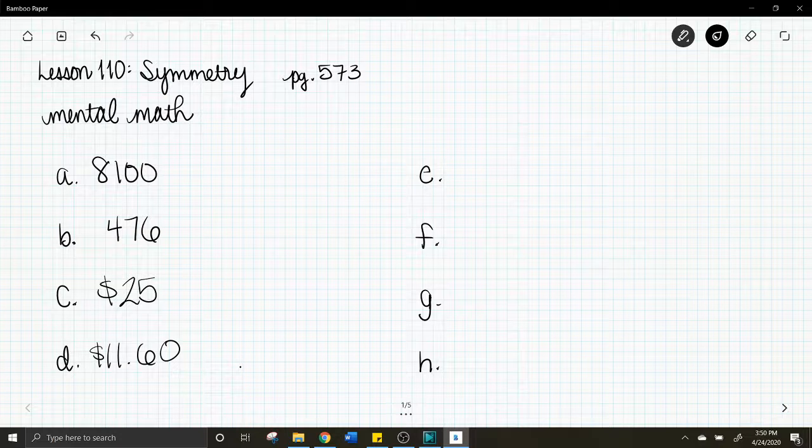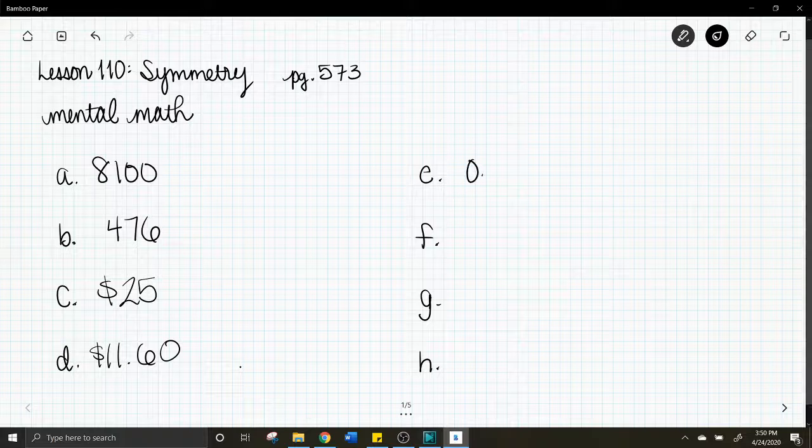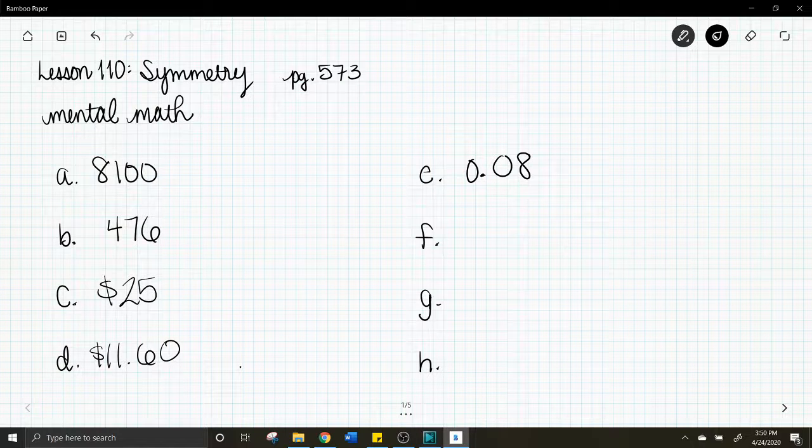Letter E, we have 8 divided by 100. What is 8 divided by 100? All right, so just sort of picture that fraction in your mind. That would be 8 over 100. So we would write it like this: 0.08, 8 hundredths. Letter F, 350 divided by 50. What is 350 divided by 50? The answer is 7.